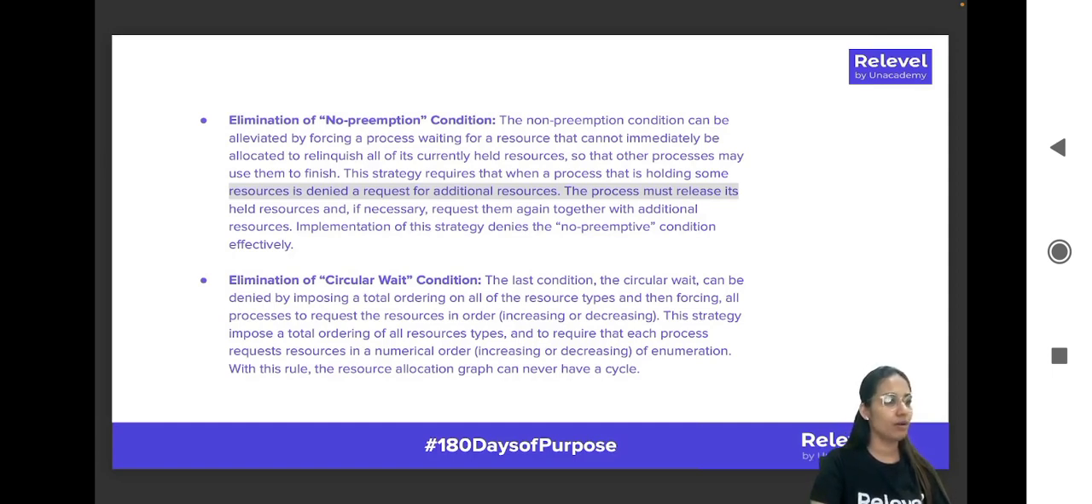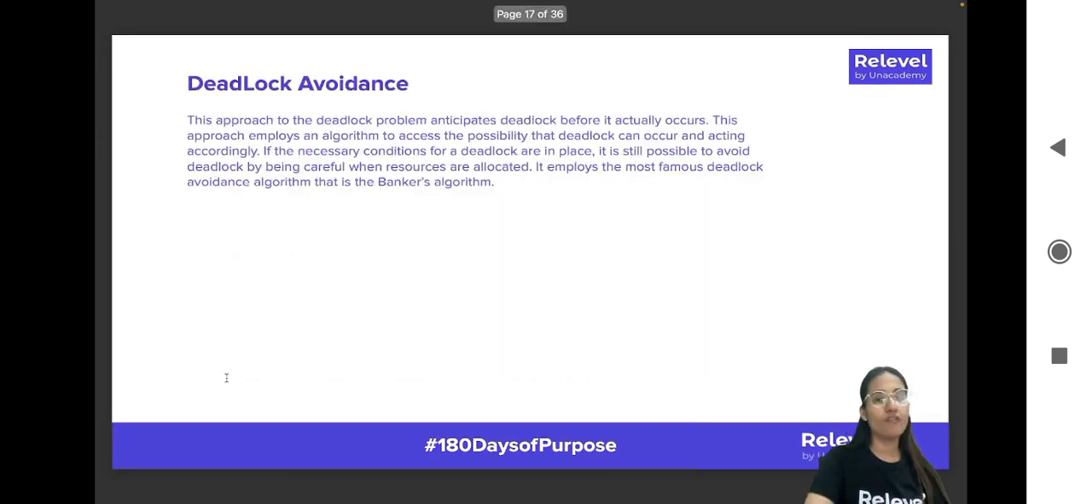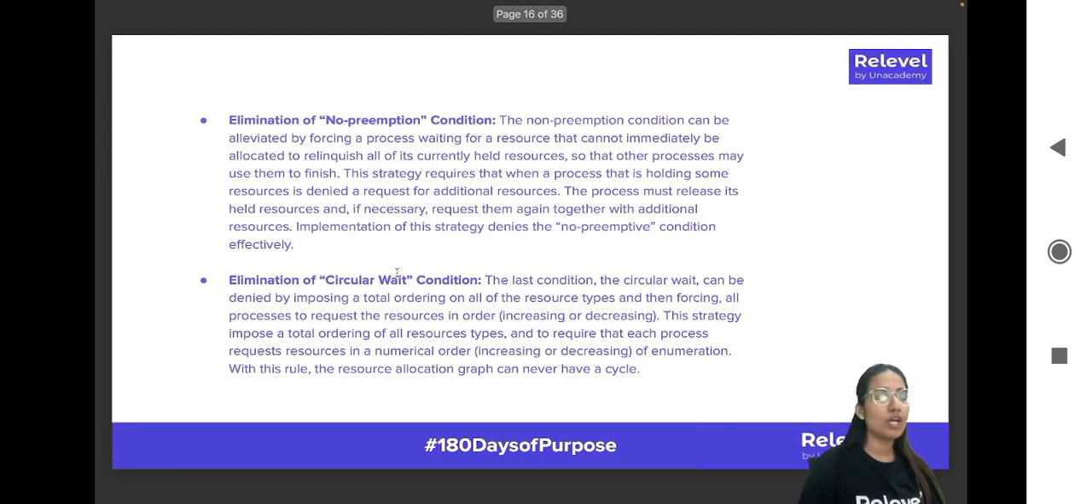Okay, all right. Next, what we'll do is talk about the condition of circular wait. This is the last condition, and it can be denied. The last condition can be eliminated or denied by imposing a total ordering on all the resource types and then forcing all the processes to request the resources in order.